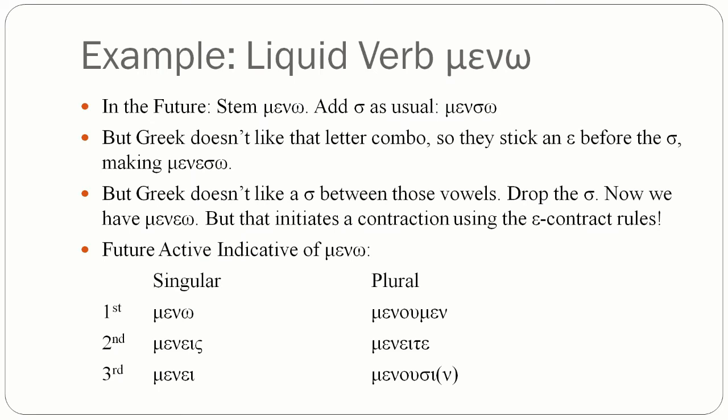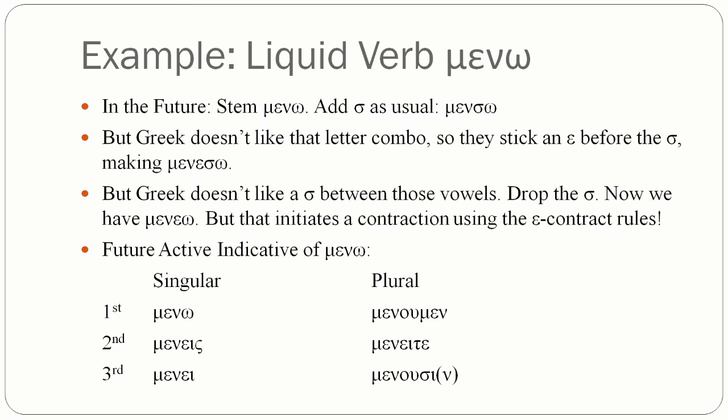But remember from our conversation before about epsilon contracts: you cannot have epsilon, omega together. That initiates a contraction between those two. And then we have the forms down below. The future active indicative of menō looks like this. First person singular, menō. And look at that. Isn't that just great? Your future tense form is menō.